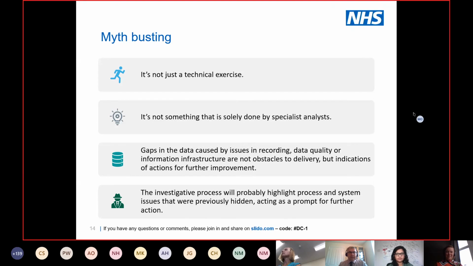And in many cases, and certainly some of the experiences I've had working with some operational colleagues, they're actually indicators of actions for further improvement as part of an action plan for working forward to improve the quality of the data. And our last point on this slide, you will become a detective. And I think that's probably one of the really interesting parts of the whole demand and capacity journey, that you become a detective investigating all manner of processes and issues, some of which have been previously hidden. And again, these all serve to help improve your pathway and the journey for your patient.